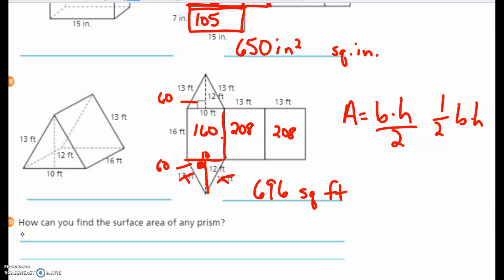Last question, how can you find the surface area of any prism? Well, what did we do? We found the area of all of the sides of all the faces. So find the area of all the faces. You can use the word side or the word faces. Faces is probably the correct mathematical term. And then once you find them all, add them up.